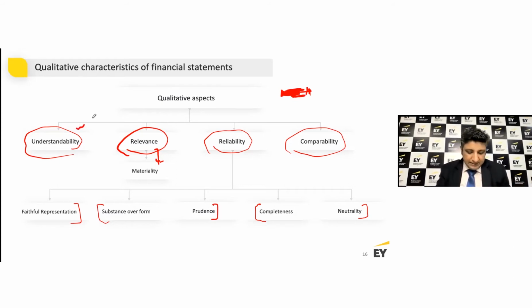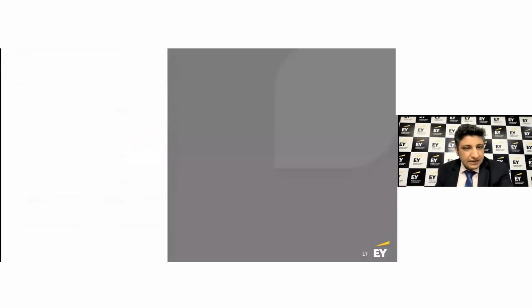When you talk about understandability or relevance or reliability or even comparability, you talk about something which is logical, which is sensible in terms of representation, right? So those attributes have to be followed by the entities, and the auditors need to ensure that these attributes are being addressed in the right context.